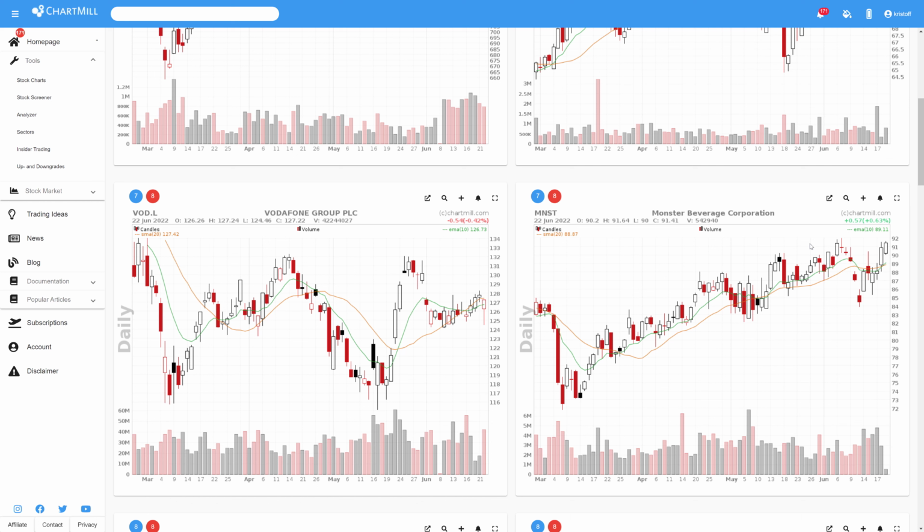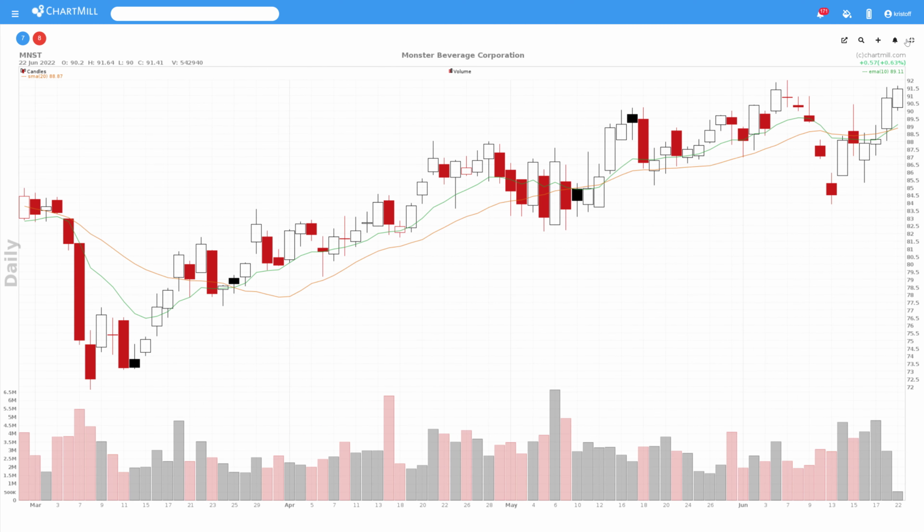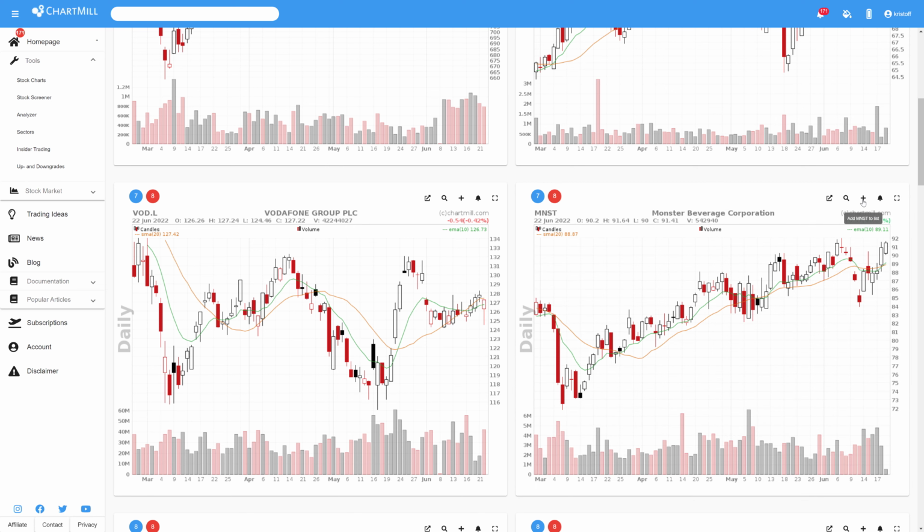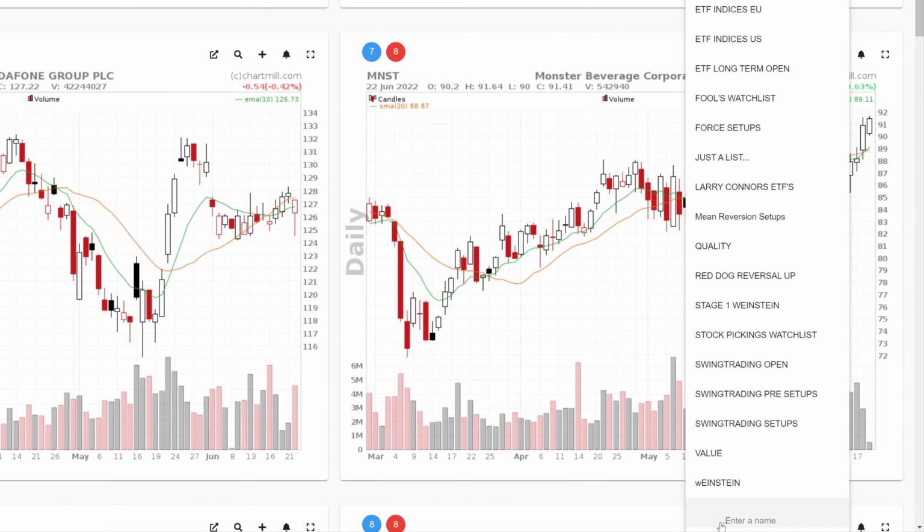Fine-tune the basic screens and trading ideas to your own wishes and save them in your personal account. Depending on the market conditions, you can quickly switch between your different filter screens to find the best setups.